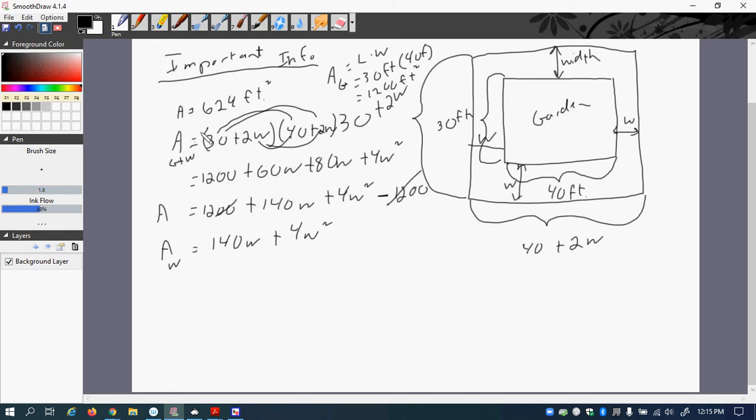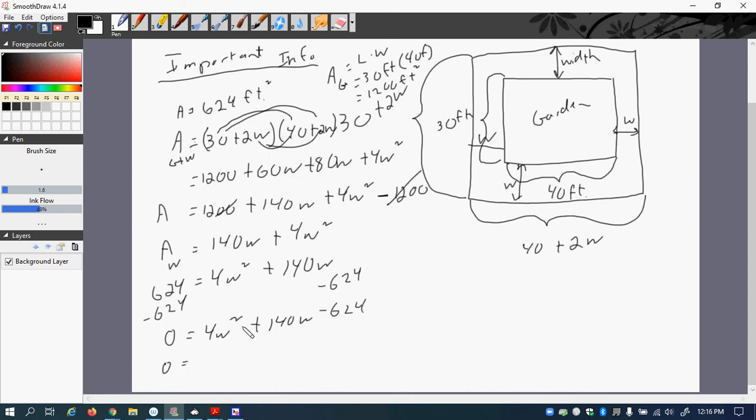Now what I also know is that you can only afford 624 square feet of sidewalk. So I'll put that in its place because that's my area. And then I'll put the 4W squared first because it has the largest exponent. Now I'm going to solve this so that I can put it in the quadratic formula. So I subtract 624 from both sides, and I get 0 equals 4W squared plus 140W minus 624.